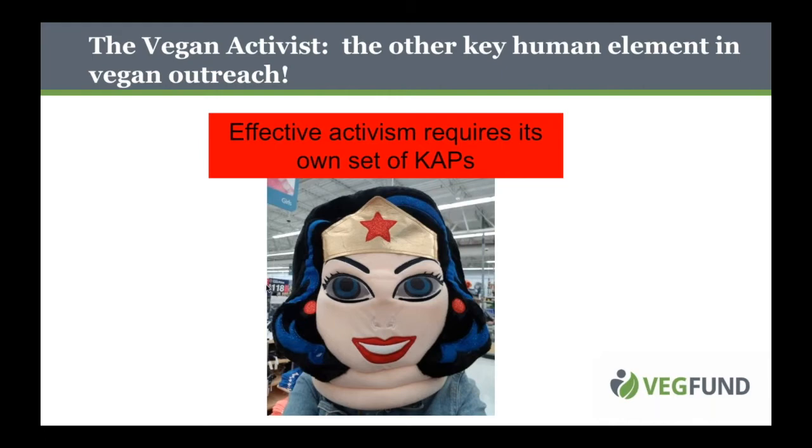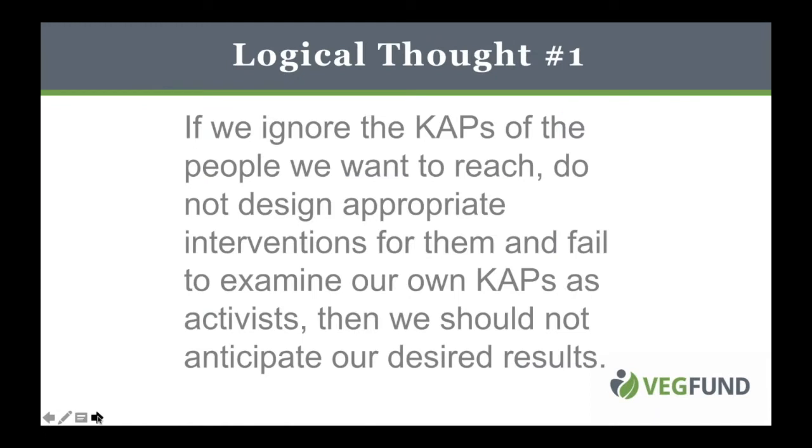and in ultimately trying to get them to reach the thing that you want to see changed in the world. So to tie that up, we're just saying, if we ignore the knowledge, attitudes, and practices of the people we want to reach, and we don't design appropriate interventions, then we really should not anticipate our desired results, because there's a high probability that we're going to fall straight on our face.